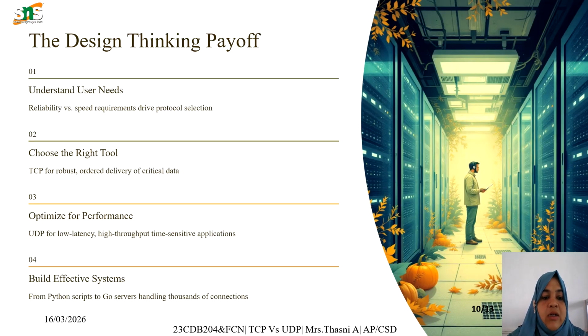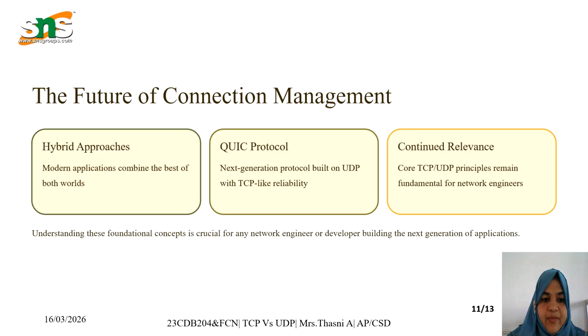So here we can come across all of this through the design thinking way: understand user needs, choose the right tool, optimize for performance, and build effective systems. Understanding user needs means reliability versus speed requirement. Choosing the right tool is TCP for robust, ordered delivery for critical data. Optimizing for performance is UDP for low latency. And building effective systems, from a Python script to a Go service handling thousands of connections.